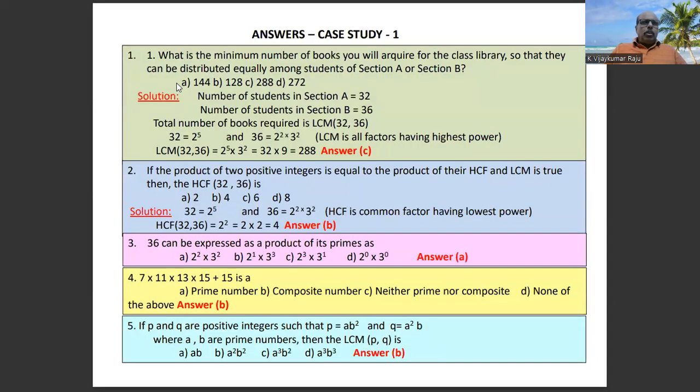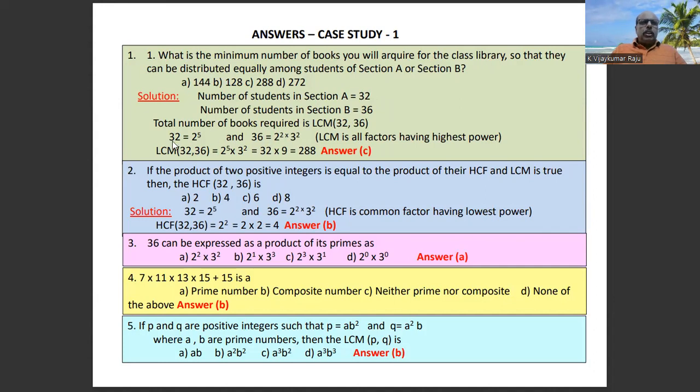Here the number of students in section A is 32. Number of students in section B is 36. So the total number of books you will require for the library so that they can be distributed equally among the students is the LCM of 32 and 36. So how do you find the LCM? We factorize 32 and 36.